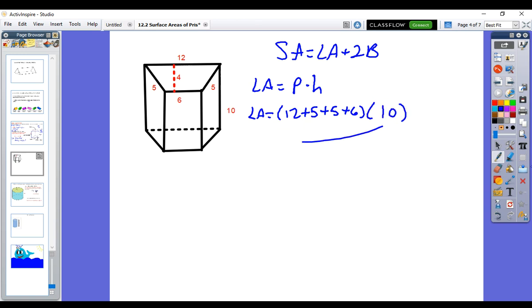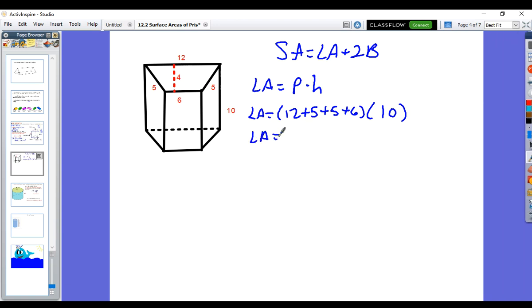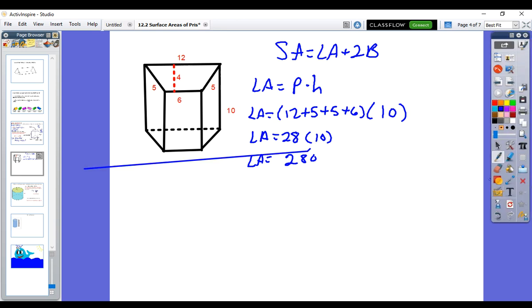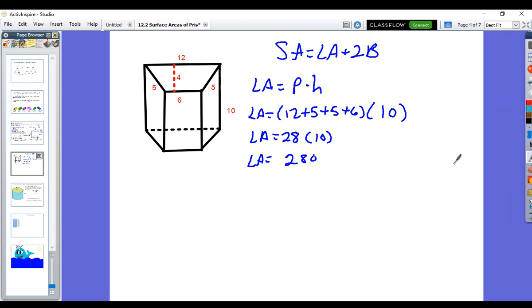All right, oops, let me erase that. So we add those numbers up together. We end up getting 28 times 10. So our lateral area is equal to 280. Wow, let's keep jumping right there. So now let's find the area of our base. Our base is a trapezoid.